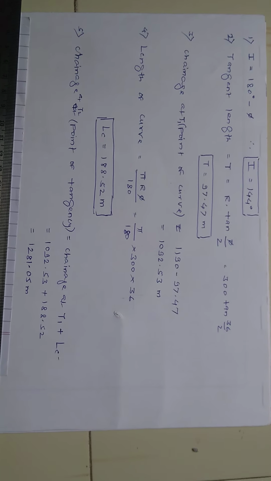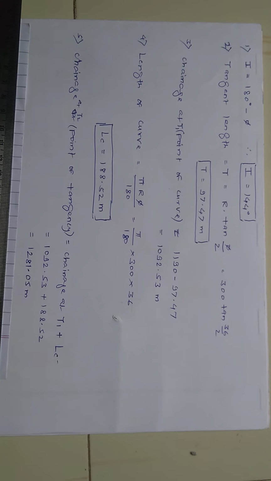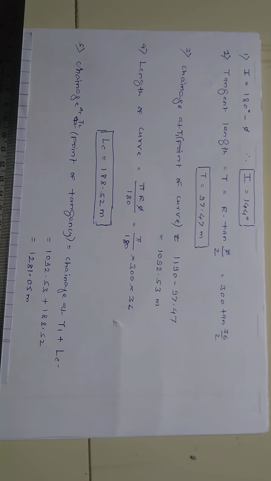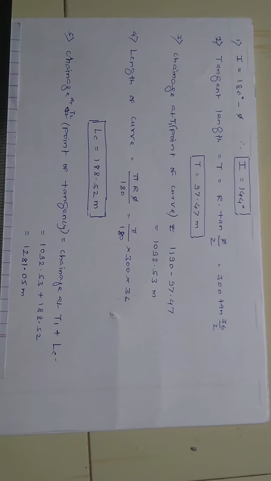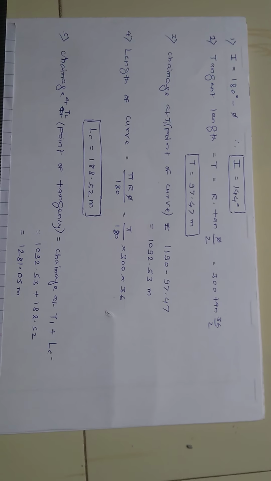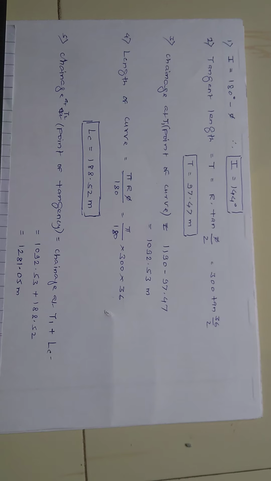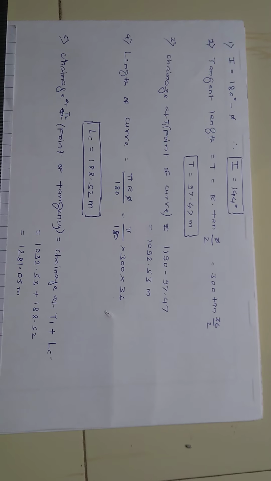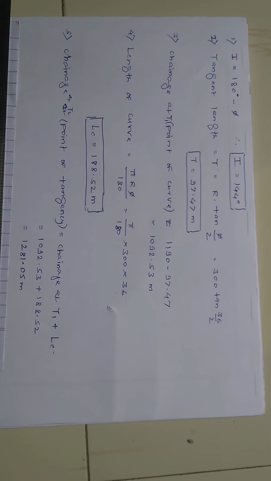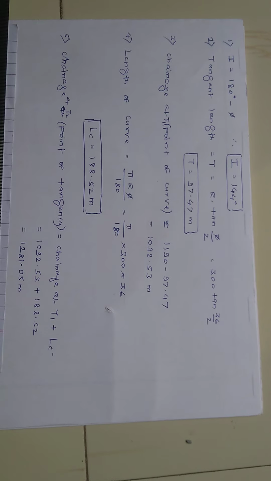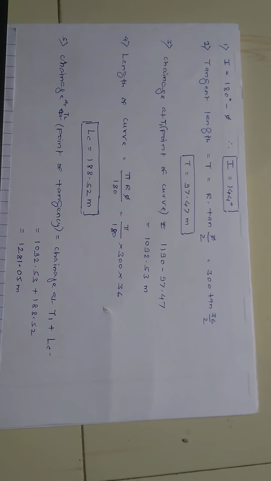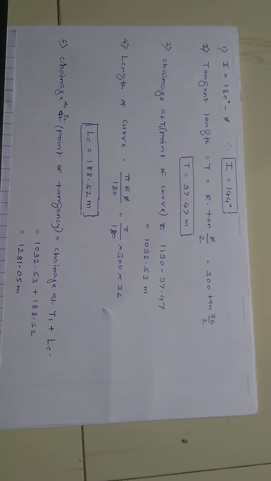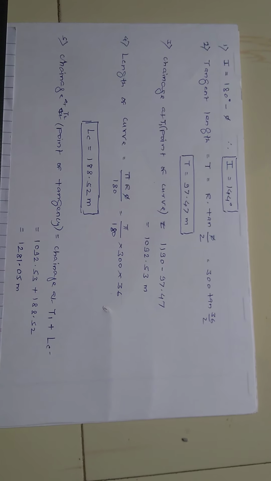Now in the third step I will calculate the chainage at point of the curve. Okay, chainage at T1, which is known as chainage at point of the curve, will be equal to 1190 meter minus 97.47 meter. The answer is 1092.53 meter. Okay, I have just subtracted this value of tangent length from the chainage at point of intersection.